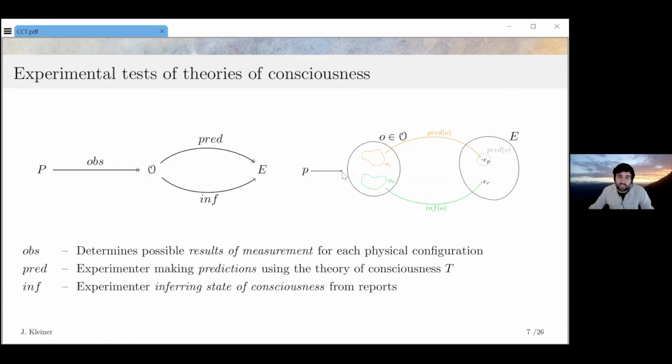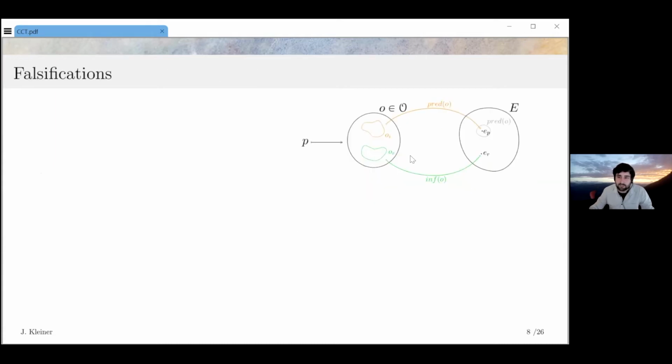Then there are two different parts of the data set. Typically they would overlap to some extent, but I just do the non-overlapping case. We use the internal measurements to make a prediction about the state of consciousness, and we use the report, whatever data is being collected, to infer the state of consciousness. So these are the three functions. And here's the picture again.